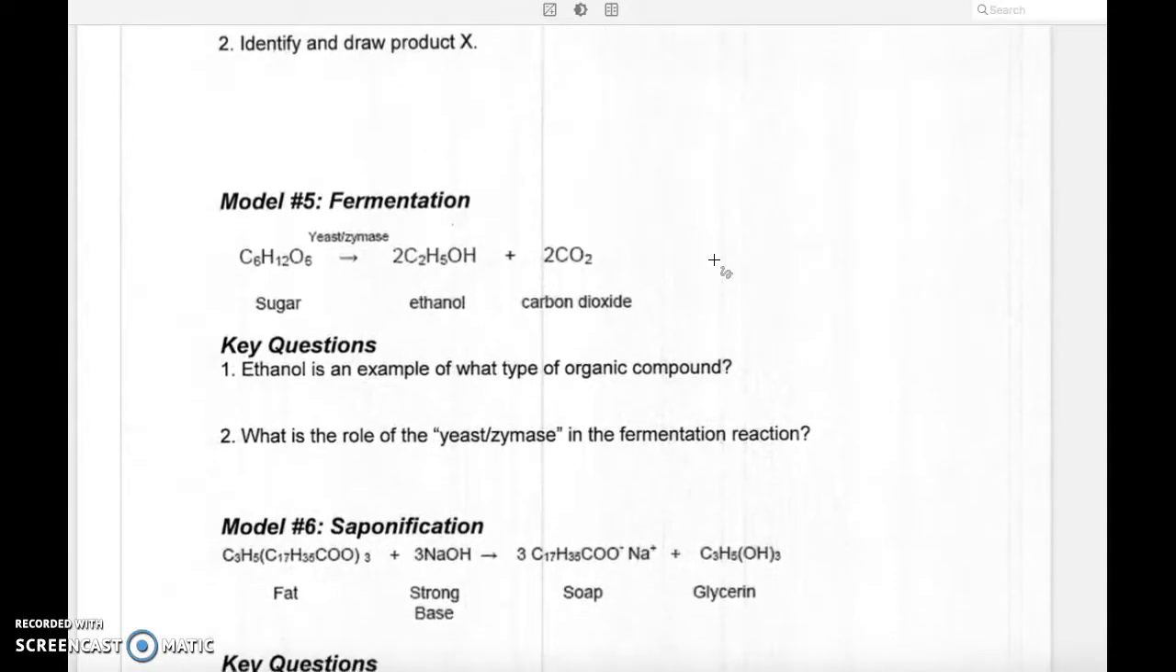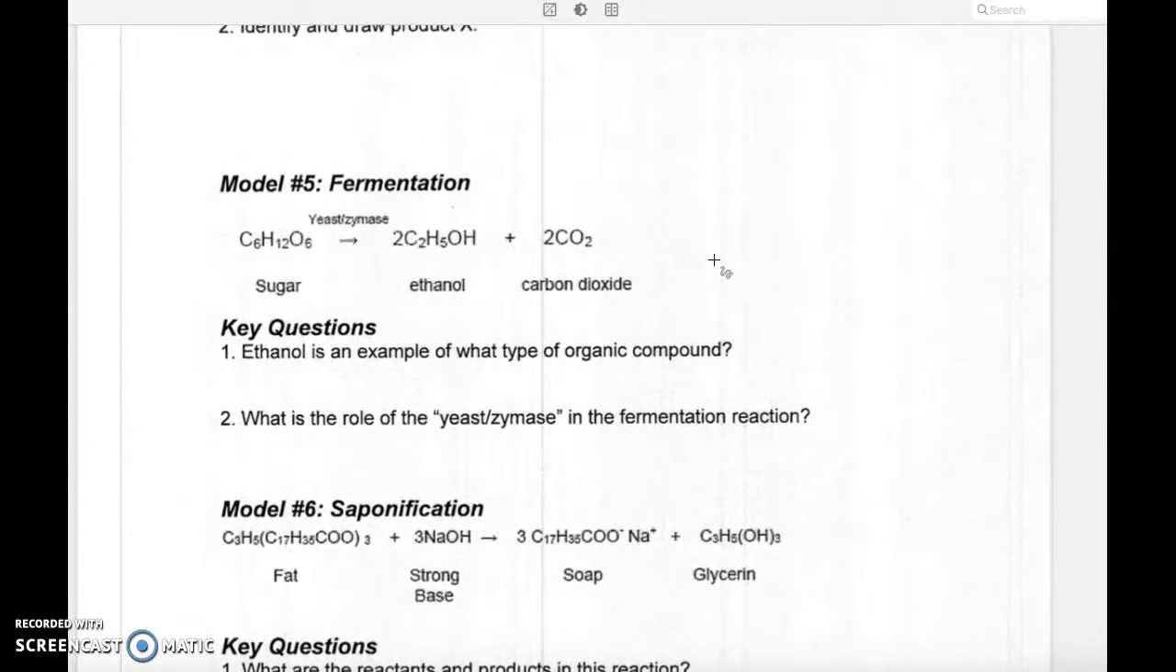So when we have fermentation right here, let's focus on fermentation. We have sugar that's going to produce ethanol and carbon dioxide. Now, our sugar, as we know, is an organic compound, not a hydrocarbon, an organic compound. And for this reaction to actually happen, what you're going to need is yeast or zymes, and that is our catalyst. It's what's going to force the reaction to happen a whole lot quicker. It's not going to change the reaction. It's just going to force it to happen a whole lot quicker.